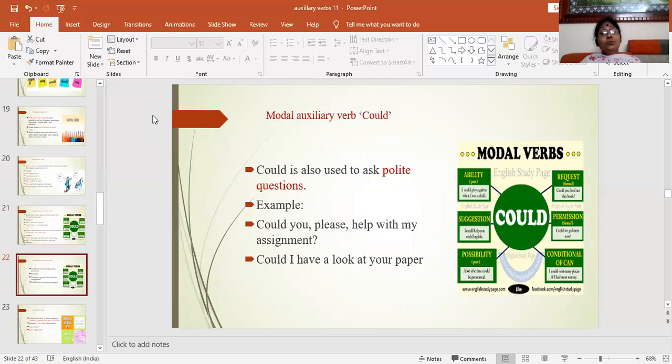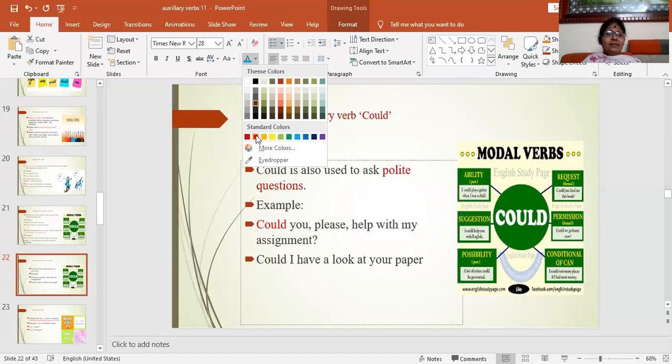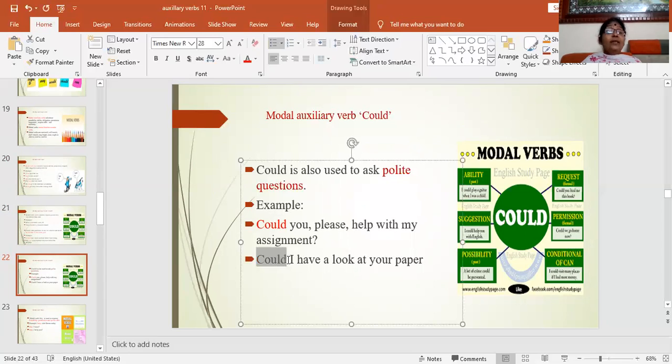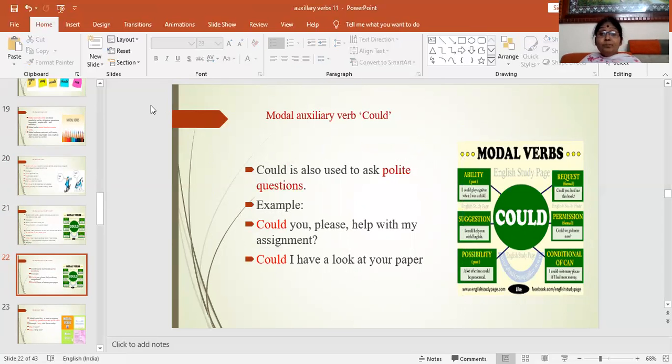Could is also used to ask polite questions. For example, could you please help me with my assignment? Could I have a look at your paper? So it can be used to ask polite questions. Is it clear?